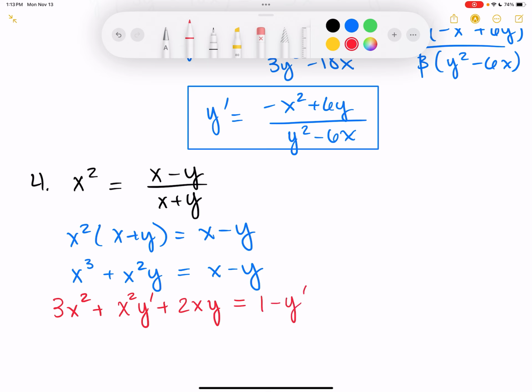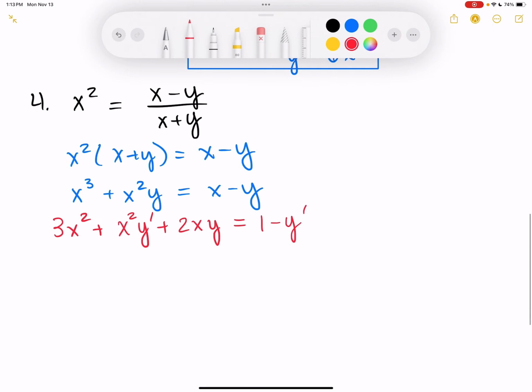Yep. So now that was a whole lot easier than doing the derivative of the top times the bottom minus the top times the derivative of the bottom, divided by the bottom squared. We just made life way easier. Not that you couldn't have done that, but I like the easy way out. So now, what would my next step be? Algebra. You have to get the y primes on the same side.